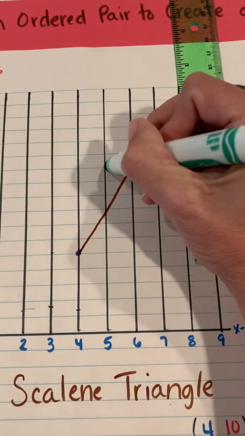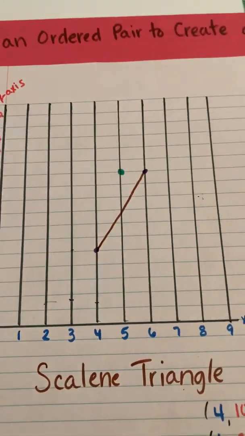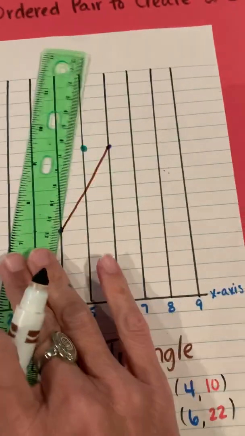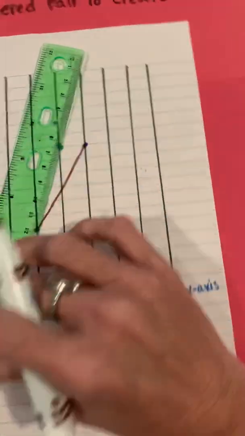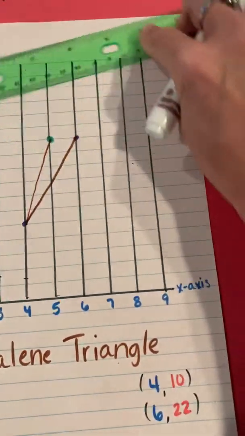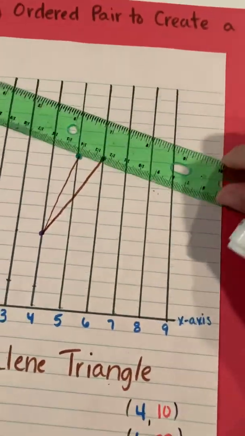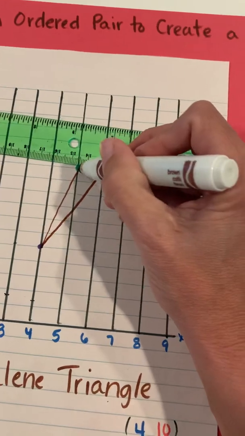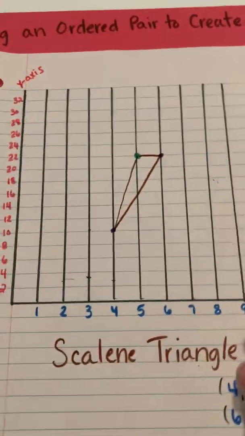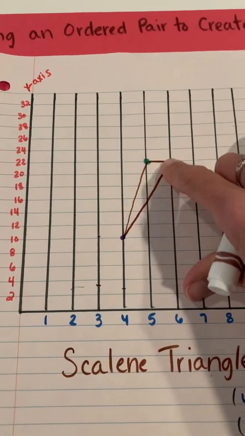I'm going to go ahead and put that third point here, and then I'm going to connect, because I want it to make a triangle, using my straight edge or my ruler here, the best that I can. Ooh, kind of moving around, aren't we? There we go. And we can see that that third point made a scalene triangle. None of the sides are equal, okay?